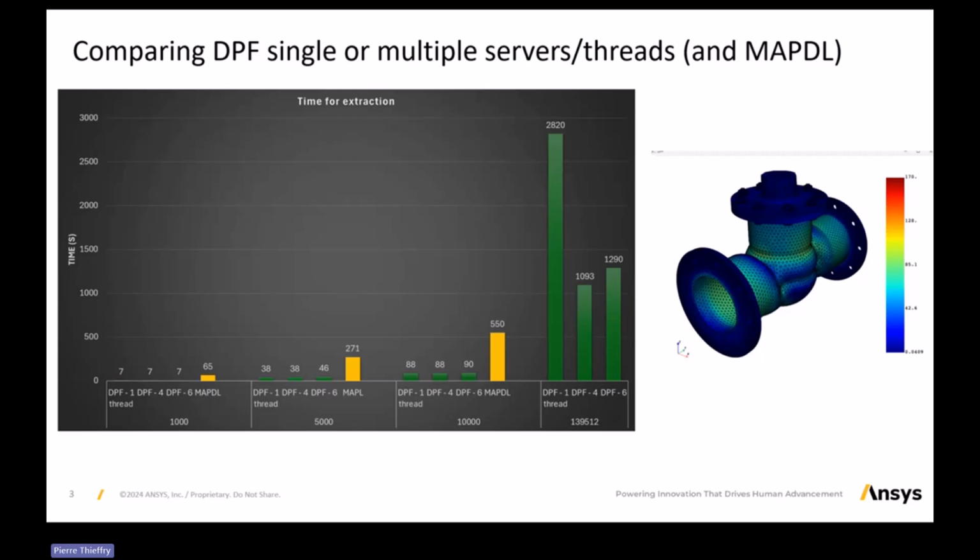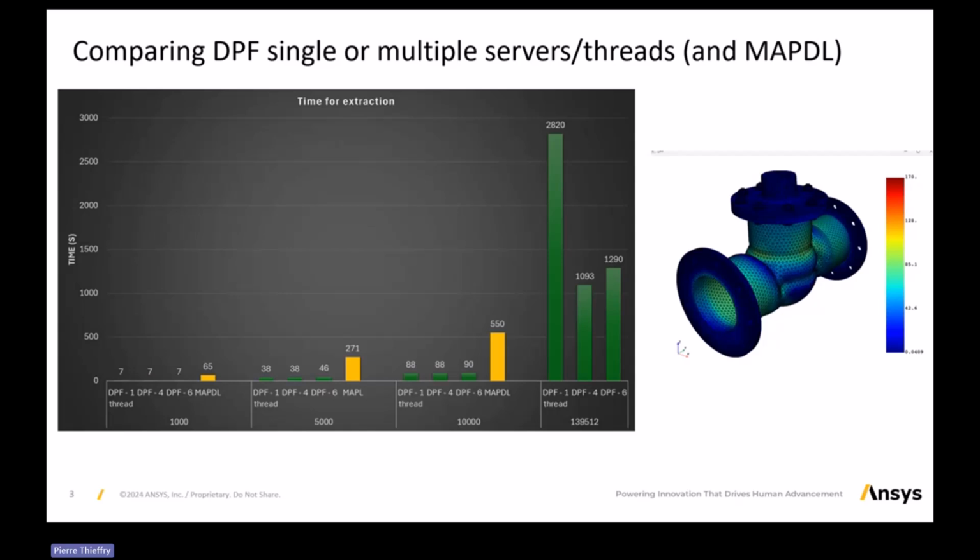Now, if I take DPF, the interesting value to look at is actually the one on the left-hand side, where I wrote DPF 1 thread. That's one DPF server. And obviously, you're going to send all nodes to that same server, so that's all going to be sequential. So with DPF, just one server, the full operation on the 140,000 nodes took 2,800 seconds, which is a little over 45 minutes, or close to that.